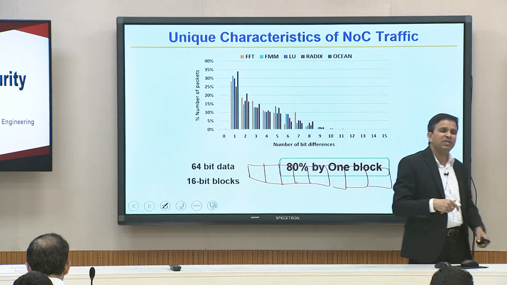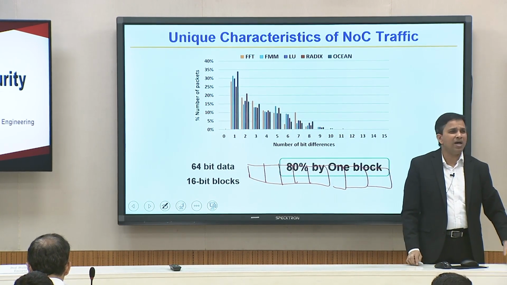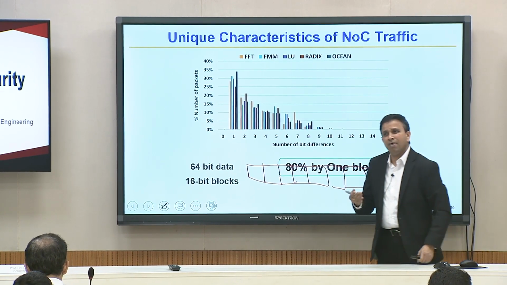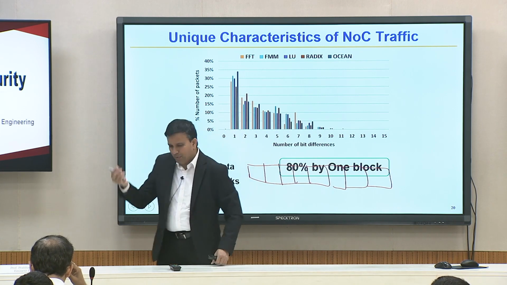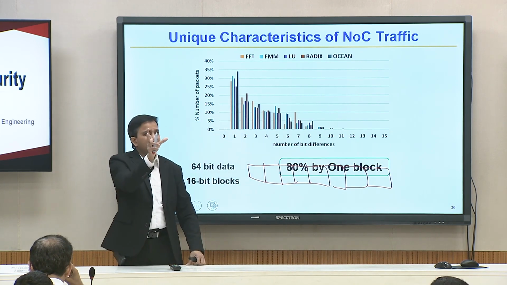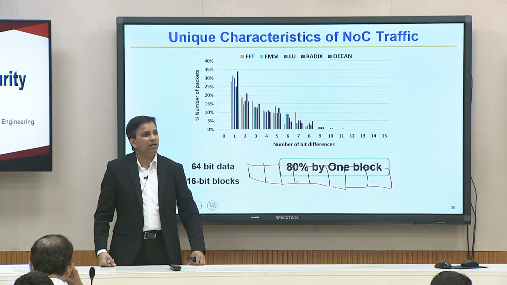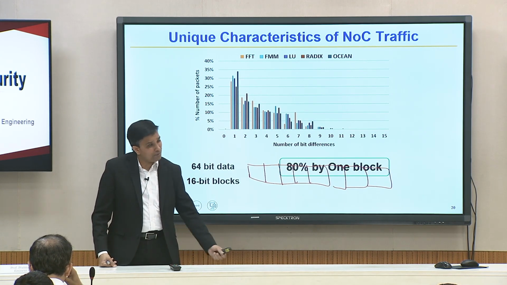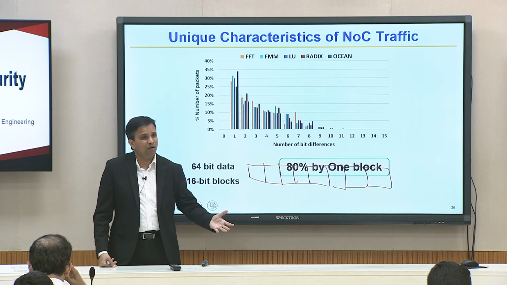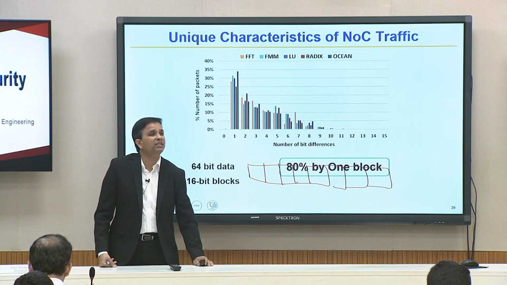Can any of you give me an idea why? Why do you have all this data, 64-bit packets, and only a few bits are different compared to the previous one and the next one? Where should this happen? It is not like 1 or 2, it is 80% of them. There has to be something obvious here we are missing. What is it? Yes, please.